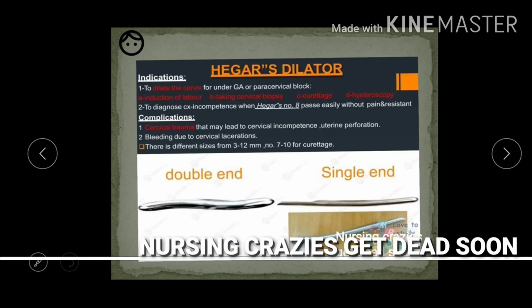The next instrument, and that is very common, mostly used instrument, is Hegar's dilator. So what are the indications of Hegar's dilator? To dilate the cervix under GA or paracervical block. So this instrument we are using for the dilatation of the cervix under general anesthesia or paracervical block.